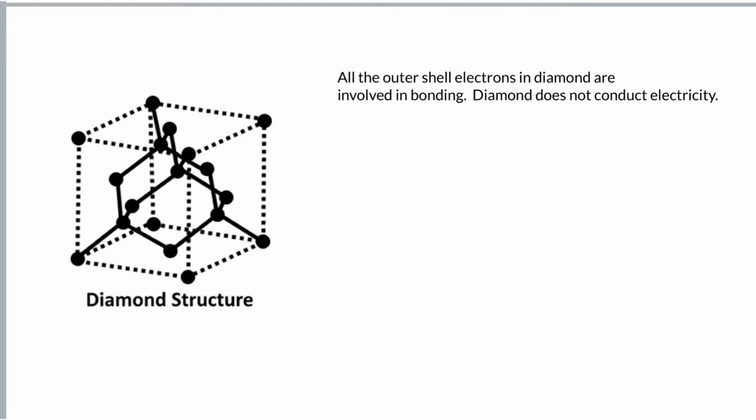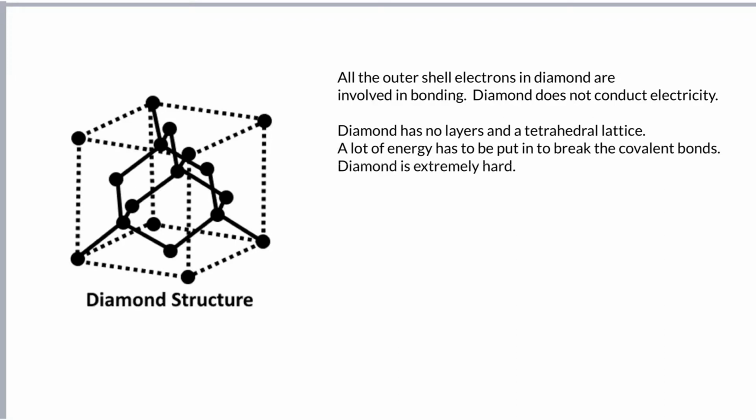Now notice that there are no layers in diamond. It's got a tetrahedral lattice, and that makes diamond exceptionally hard. So uses of diamond would include jewellery, cutting tools. It's often on the tips in drill bits and engraving tools. Now both diamond and graphite have got extremely high melting points because all the covalent bonds need to be broken in order for either of those to melt.